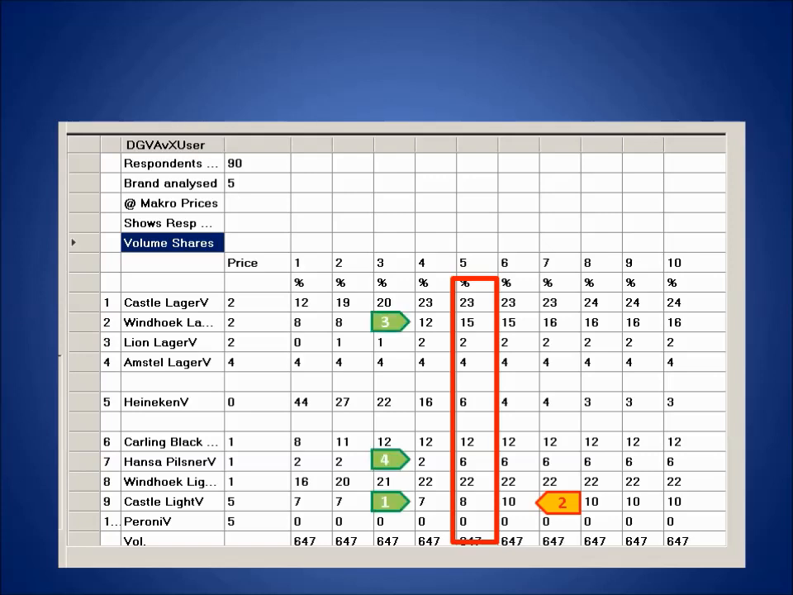If it decreases its price, well, it'll hurt Windhoek Lager 3, Hansa Pilsner 4. A little bit of Castle Light, but in reality, its volume changes are bigger than the value changes, indicating slightly heavier users are switching, and there's going to be a real problem if it tries to increase its price to compete with Castle Lager.